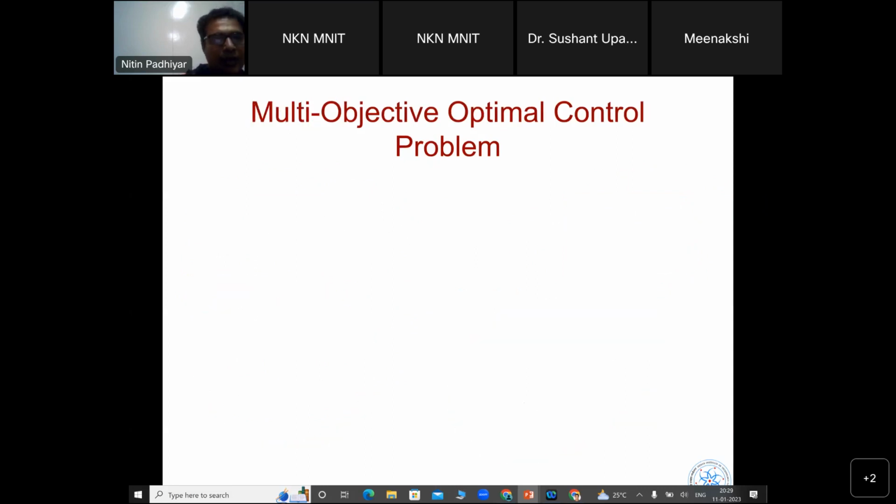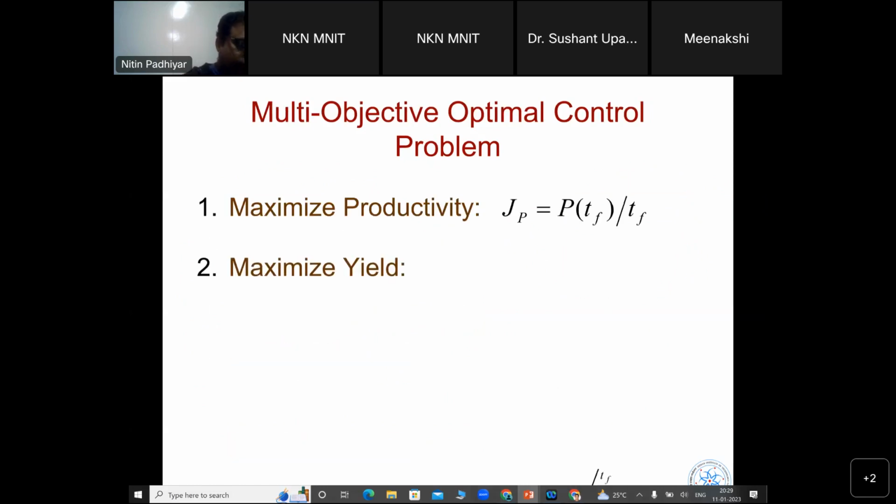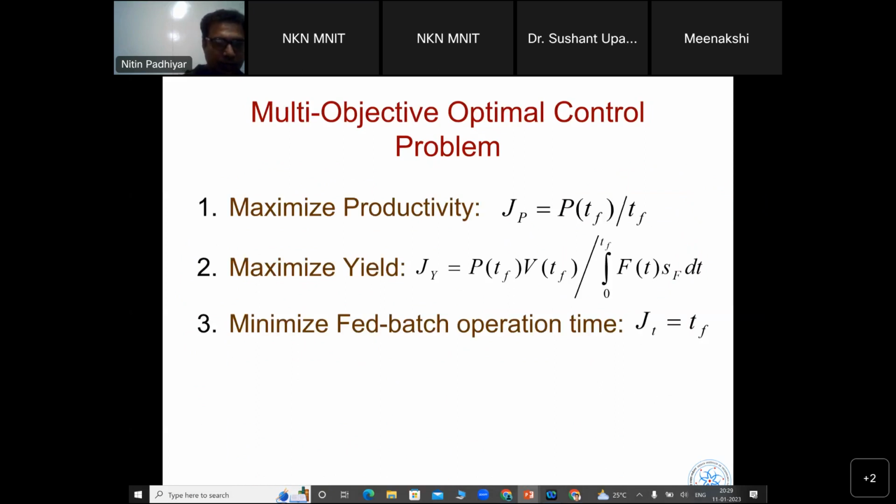And what we said is that these are the two objectives. And the third one, after doing a lot of review, we realized that we can use as the third criterion the time itself: for how much time I want to run the reactor. If I can do that in minimum time, it is great. So this I want to minimize, this I want to maximize, and this I want to maximize. So can I do that simultaneously?